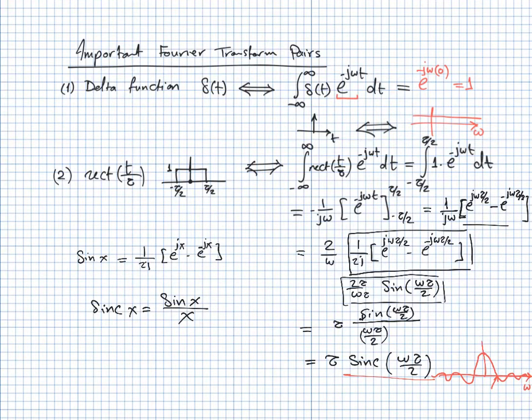So this point should be what, in terms of omega? Omega tau divided by 2 is equal to pi. This tells me that omega is equal to 2 pi over tau, and this is my first 0. And the same from the negative side, it's minus 2 pi over tau. Okay?